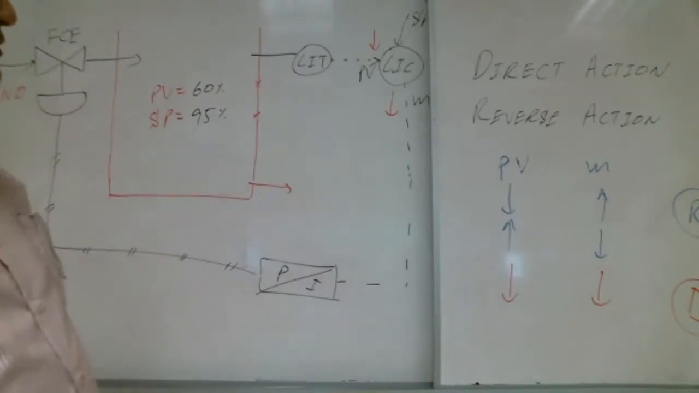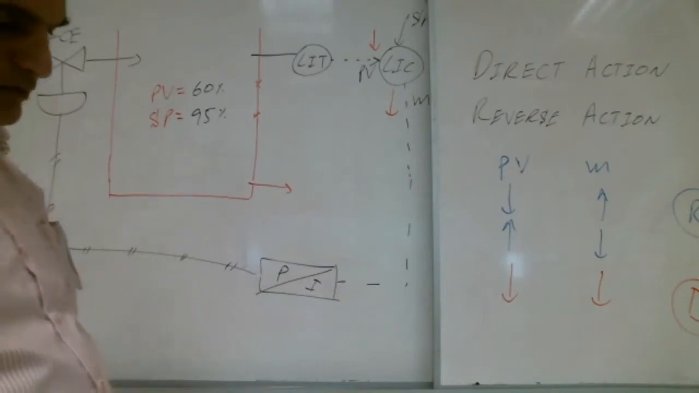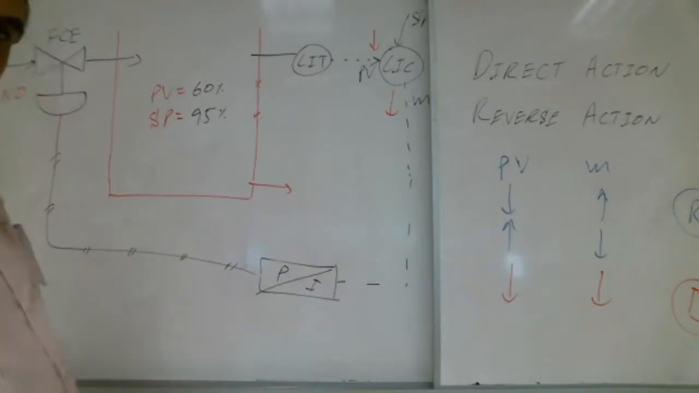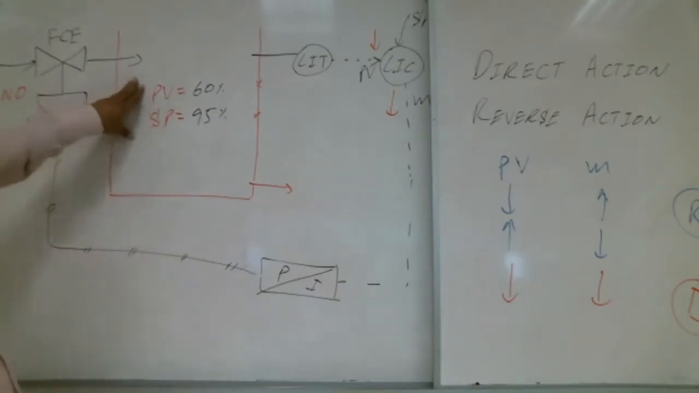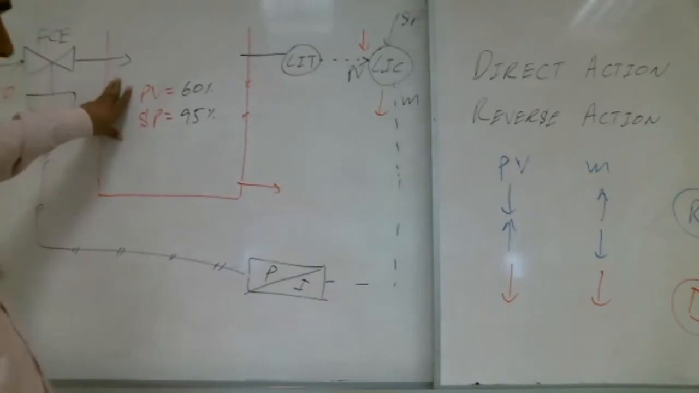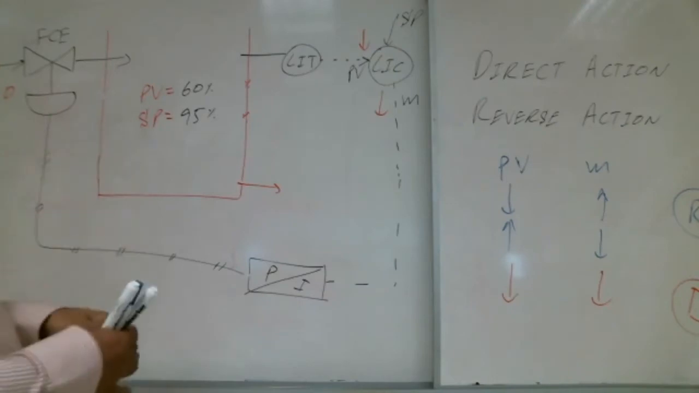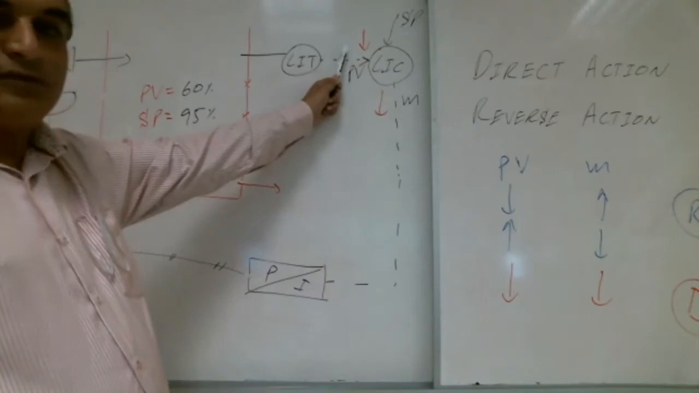Everybody with me? I have a question. What is your question? At the beginning, we have PV 60 and SP 95. When you ask needed more or less, how do I know that? See here. What is our PV? 60%. What is our SP? 95. Here signal more than needed, less than needed. That's my question. How do I know that?